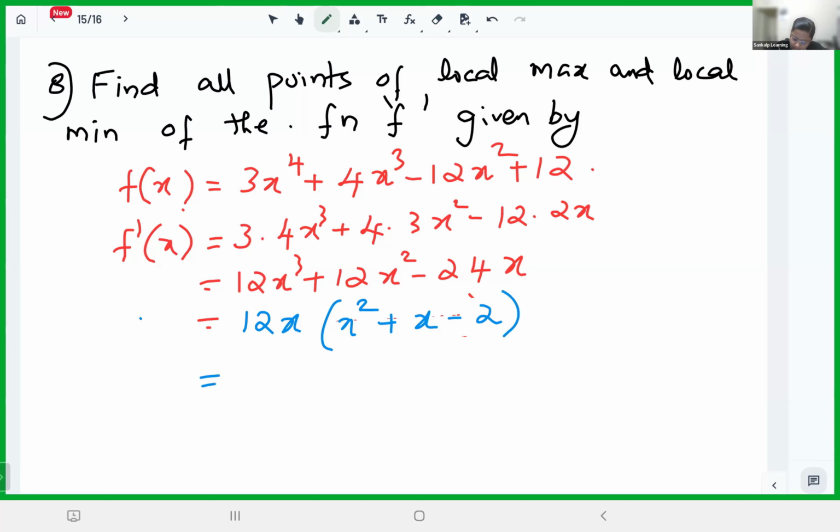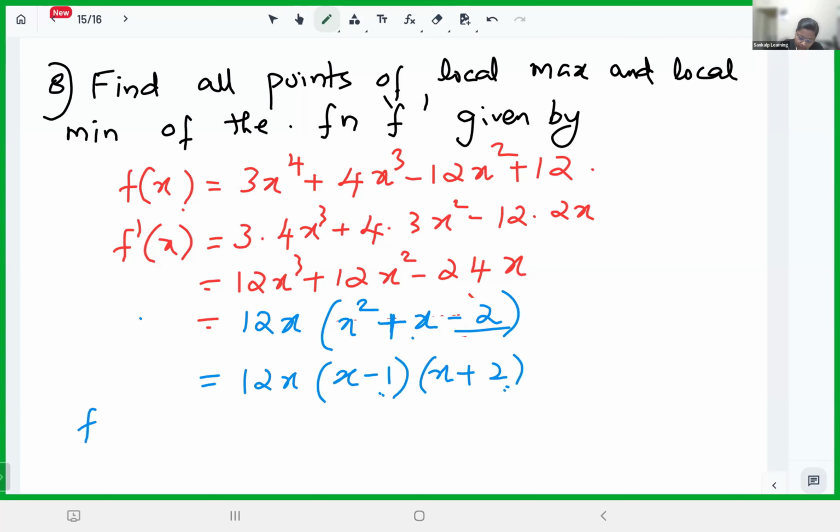So if you factorize this one, 12x into, you need plus 1 when you add and minus 2 when you multiply, right? So x square plus x minus 2. So we can take x minus 1 and x plus 2, isn't it? So minus 1 into plus 2 is minus 2. Minus 1 plus 2 is plus 1, right? So x minus 1 into x plus 2, isn't it?